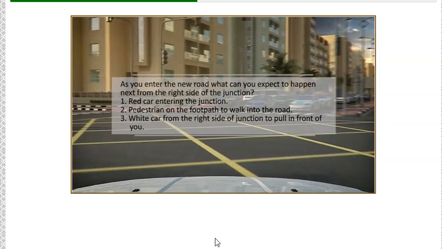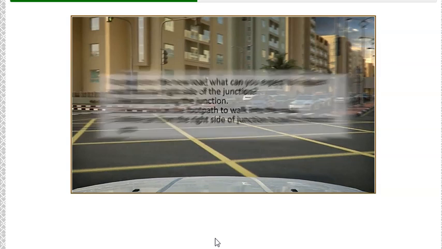As you enter the new road, what can you expect to happen next from the right side of the junction? Red car entering the junction. Pedestrian on the footpath to walk into the road. White car from the right side of junction to pull in front of you.